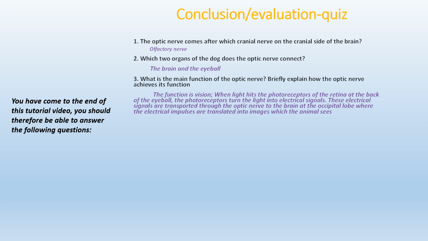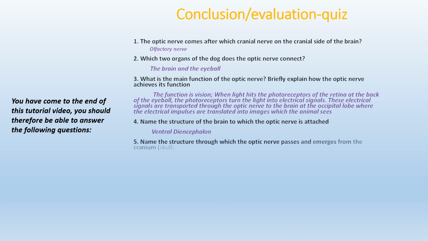which the animal sees. Then the fourth question is name the structure of the brain to which the optic nerve is attached. And we saw from the notes that this is the ventral diencephalon, which is the structure just above the optic chiasma. Then the fifth question is name the structure through which the optic nerve passes and emerges from the cranium or the skull. And from the notes we saw that this is of course the optic canal.